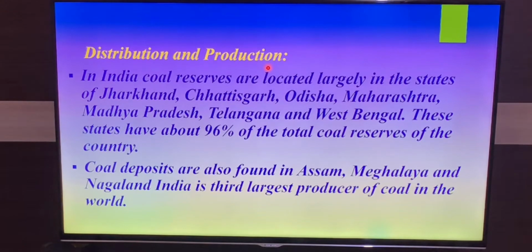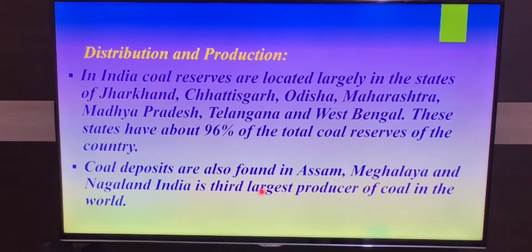Distribution and production. Coal is mainly found in Jharkhand, Chhattisgarh, Odisha, Maharashtra, Madhya Pradesh, Telangana and West Bengal, and these states produce nearly 96% of coal. Coal deposits are also found in the north eastern part of India: Assam, Meghalaya and Nagaland. India is the third largest producer of coal in the world.